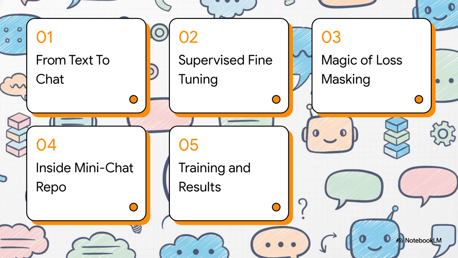Here's our roadmap for today. First, from text to chat. Second, supervised fine-tuning explained. Third, the magic of loss masking. Fourth, inside the miniChat repo. And finally, number 5, training and results.